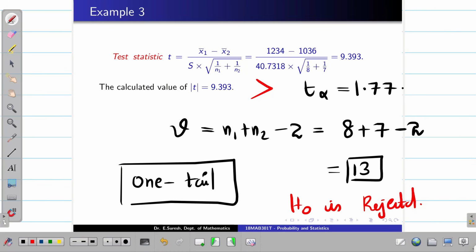Hope you understand, students. In the first problem, we learn how to solve the difference of means two-tailed test. In the third problem, we learn how to find the t alpha value for a one-tailed test. This is the difference. If you remember this, you can easily crack the problems.